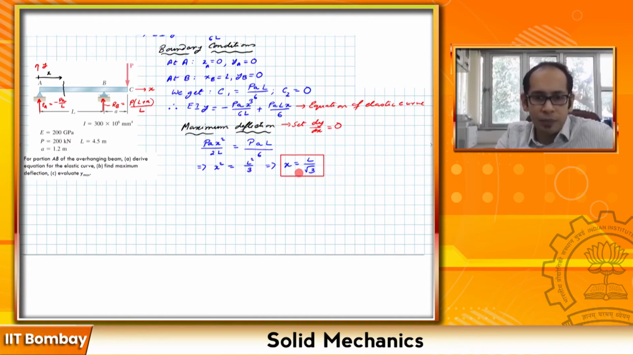So if we go and plug this back in over here and plug in the other estimates that I have, that is L equals 4.5 meter, E equals 200 GPa, you are also given the second moment of the area, that is 300 raised to 6 mm raised to 4, and also the value of a that you see, which is given as 1.2, you will get the following number.